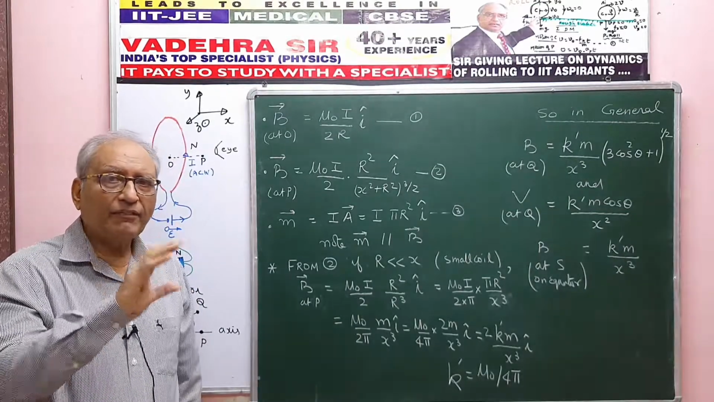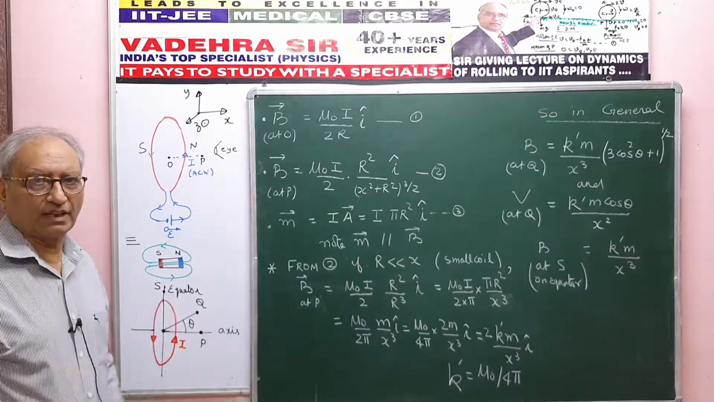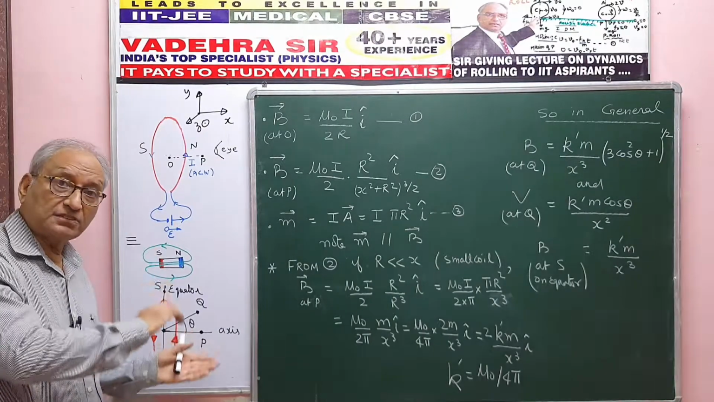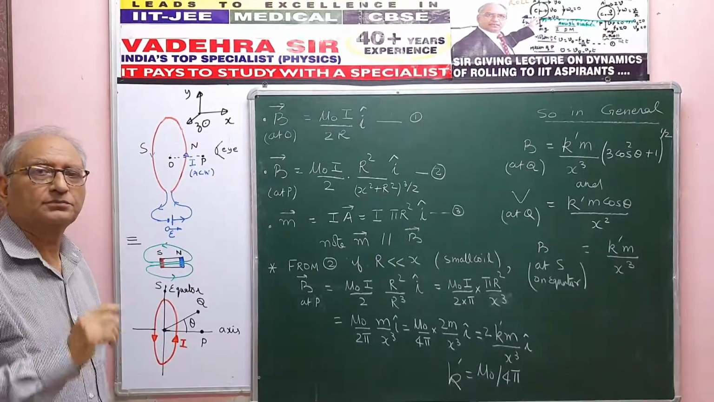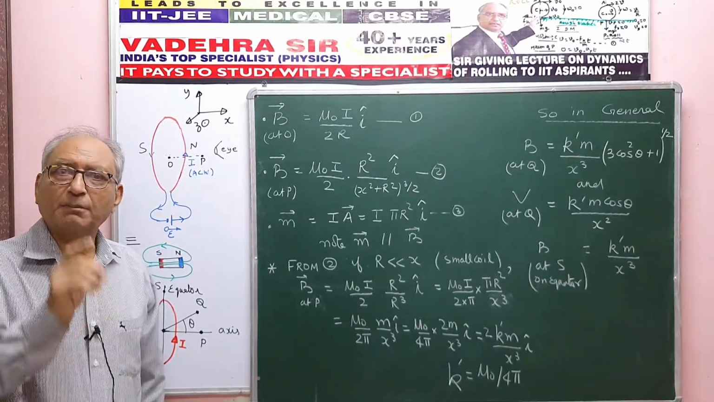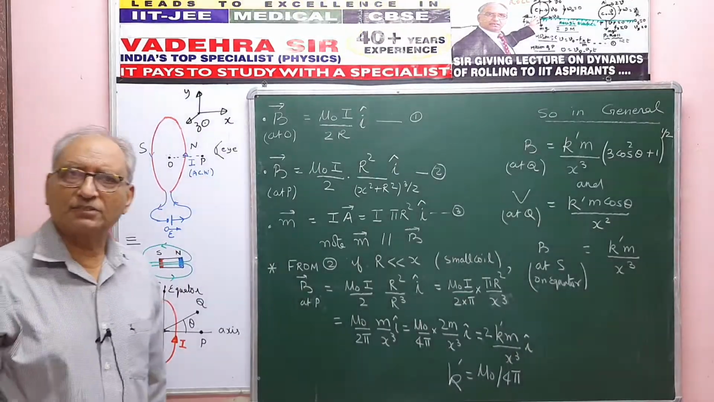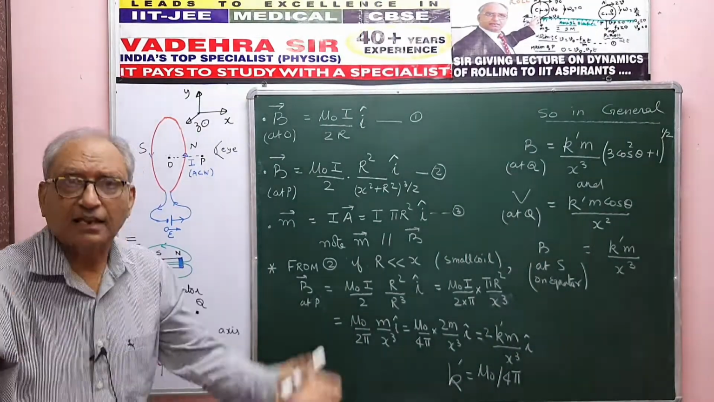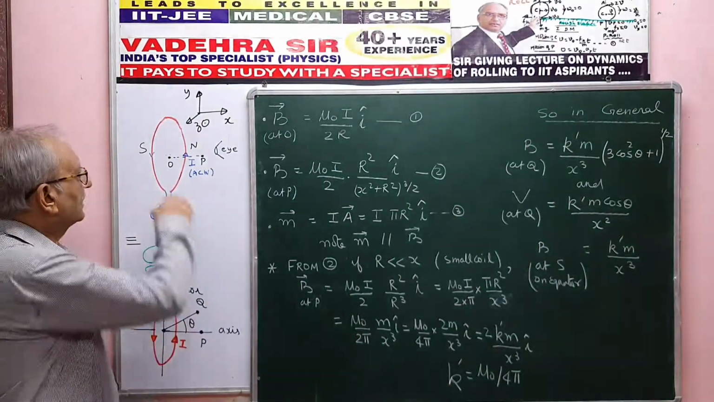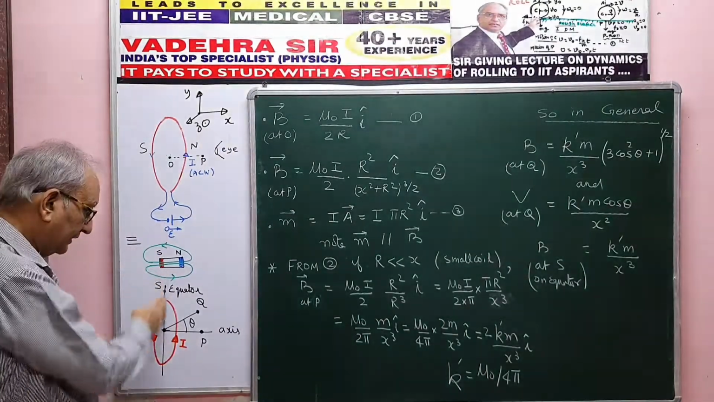Now, if I understand this coil as a short bar magnet, and this bar magnet is a magnetic dipole, then all the properties of the magnetic dipole I can link up with the current carrying coil as well. In fact, a current carrying coil is a magnetic dipole. If that is so, then this is the axis of the dipole and this is the equator.